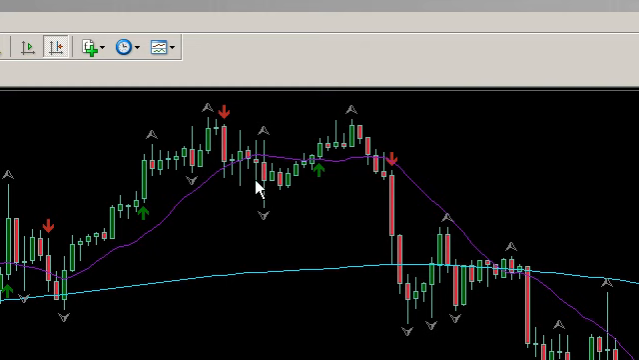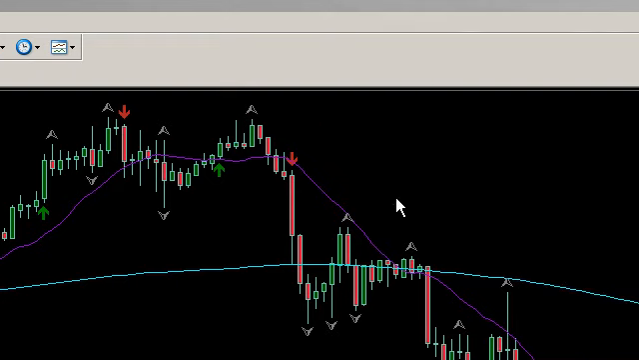Whereas if you use something like fractals to kind of give the idea of where swing lows and swing highs are, you may be able to get a better entry. So that was the previous discussion.